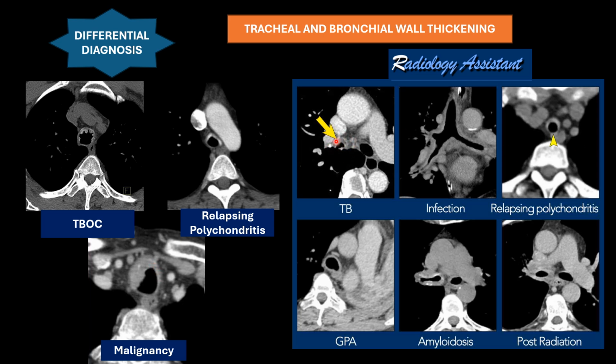Tuberculosis is another common cause, which we see as an important differential diagnosis for tracheal wall thickening. The other causes are infection, granulomatosis with polyangiitis, amyloidosis, and post-radiotherapy. Subglottic stenosis and tracheal stenosis in an ICU patient who had undergone intubation, post-radiation as well as post-intubation stenosis, are two important things that we have to consider.